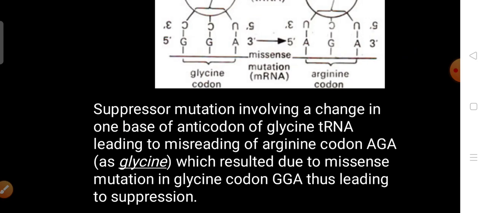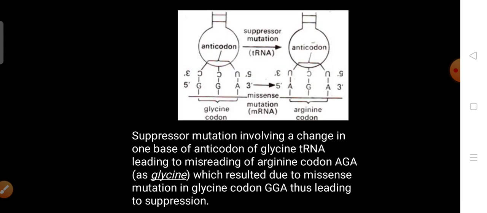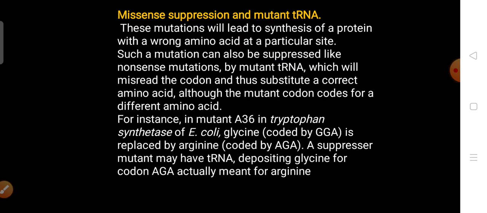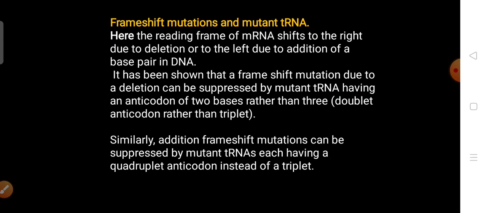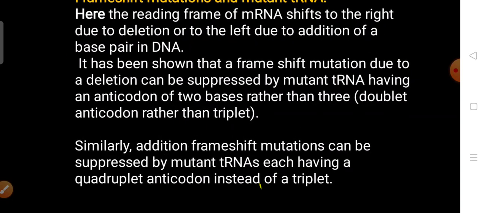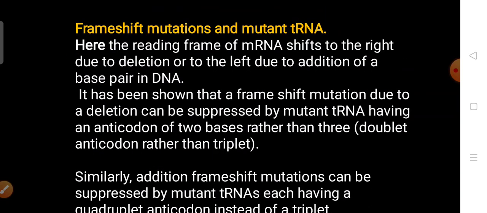So, the effect of missense mutation can also be suppressed by altering the anticodon, or by bringing about a suppressor mutation such that the anticodon will misread and add the correct amino acid instead of the wrong amino acid. Similarly, frameshift mutations are also suppressed.